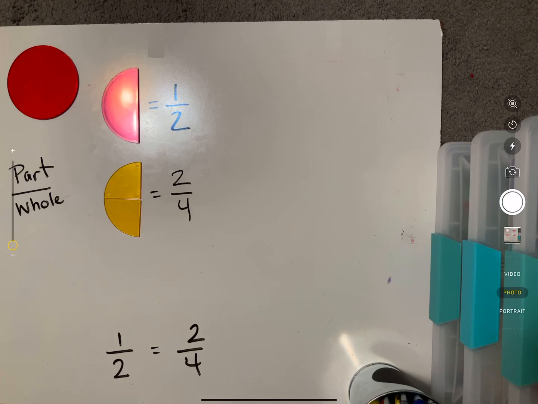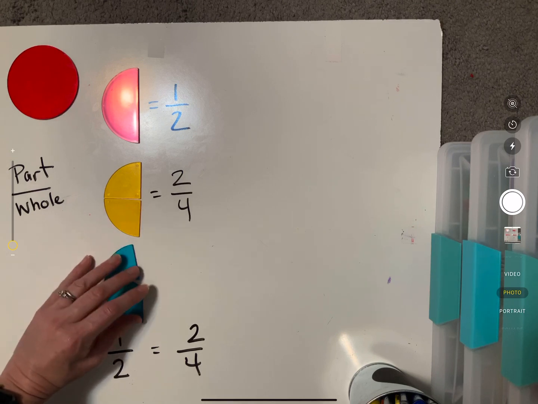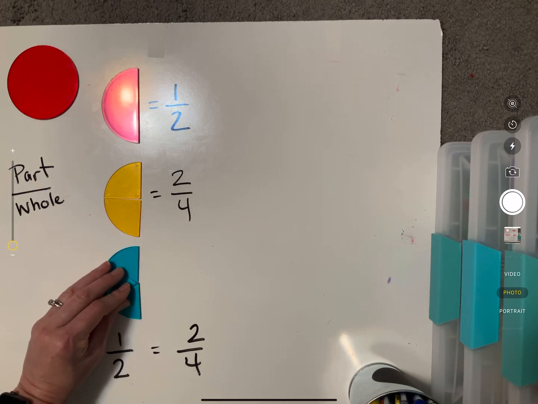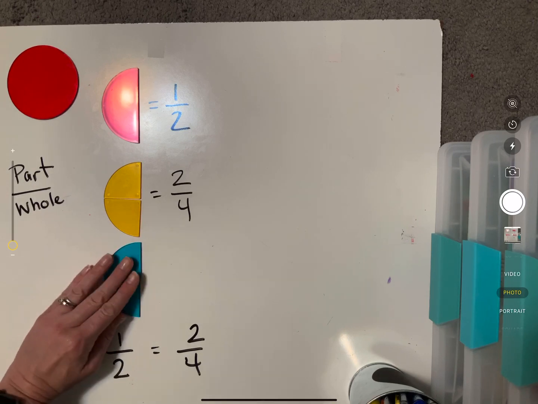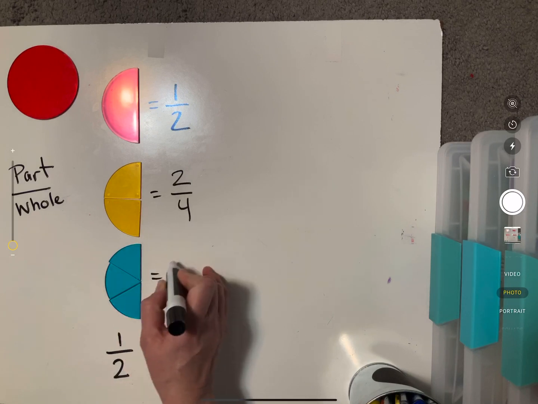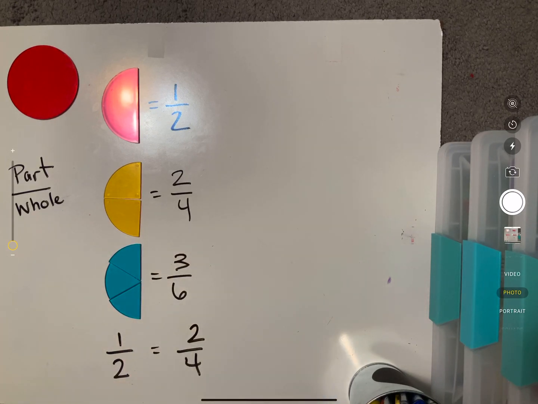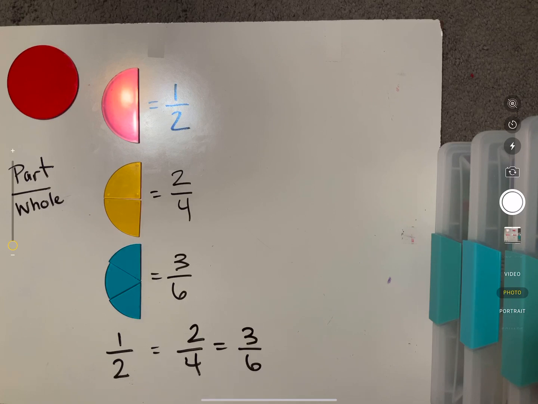Now, if I take another size piece, remember my whole is still the red. So these are going to be 1/6. It would take 3 of these to equal the same. So 3/6 is also going to be equal to 1/2. So we can add this down here to our list, because of how we've proved it here with our manipulatives.